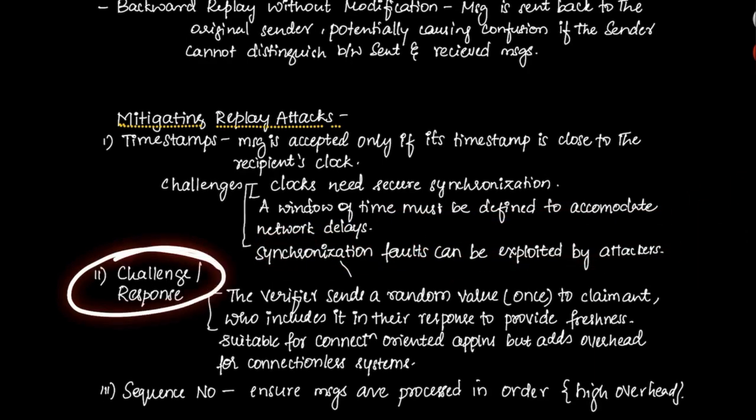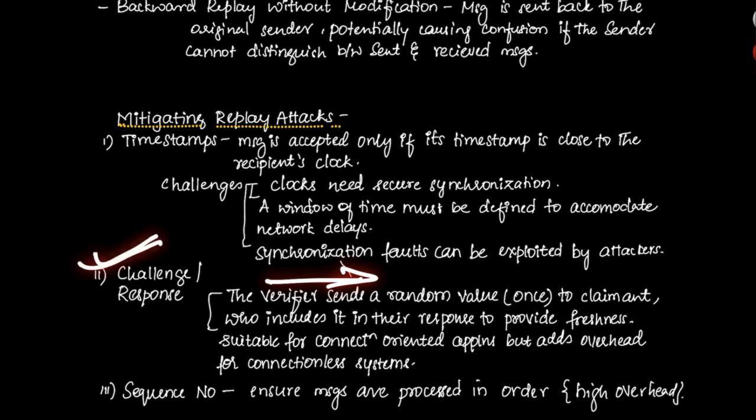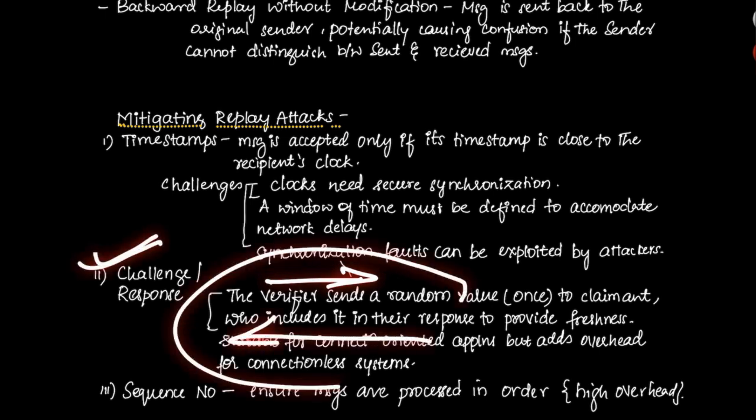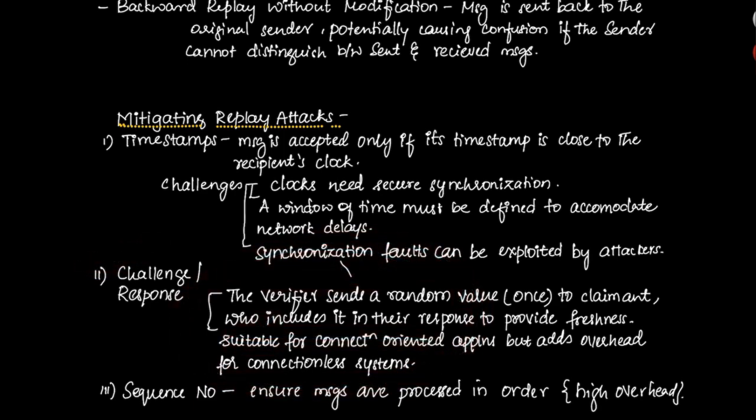The next mechanism we have is challenge response. So here a nonce is a random number. Random number is sent as a challenge. Firstly, the challenge is sent, and the response must contain the correct nonce. If this is obeyed, then we can say that challenge response is working properly.